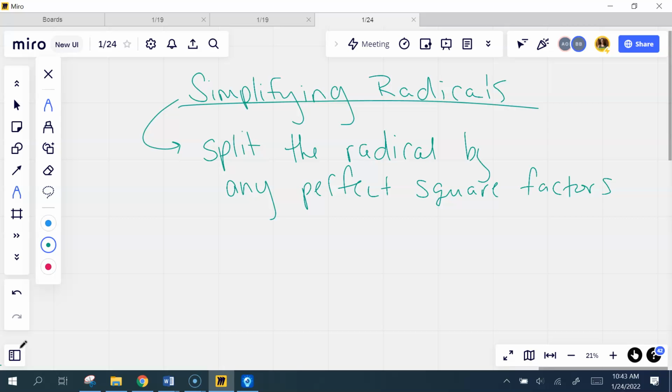What's a factor? It multiplies to give you the number, or give it to me another way. What else? It divides evenly without a remainder, right? What are the factors of 6? 2 and 3, right? 1 can always go in. 1, 2, and 3 are the factors of 6. What are the factors of 12? 1, 2, 3, 4, and 6, right? You see where we're going? See how we're doing this? It goes in evenly. All right, so I'm going to split the radical by any perfect square factors.